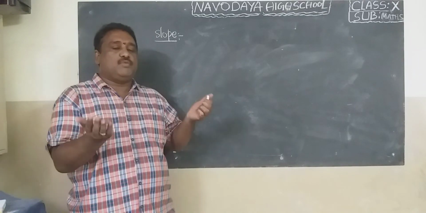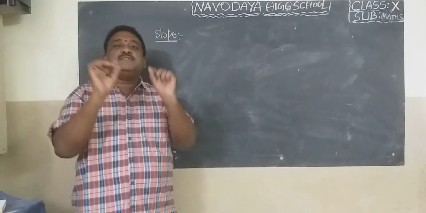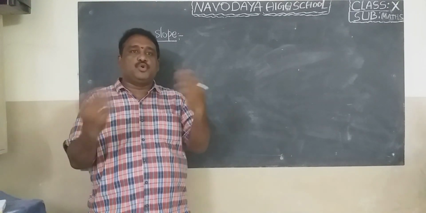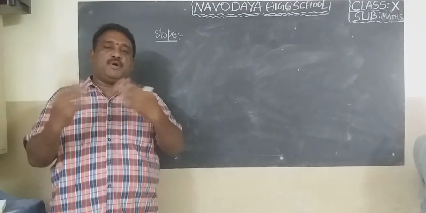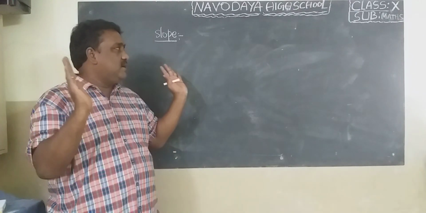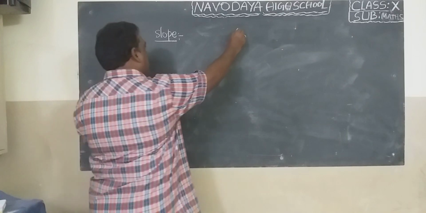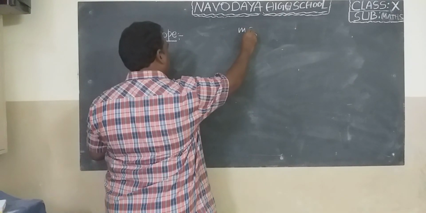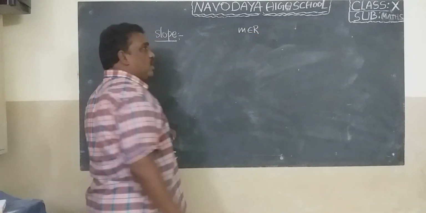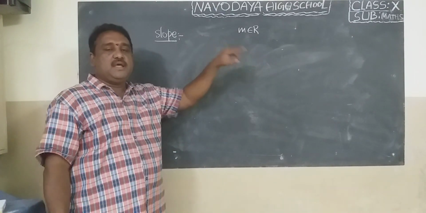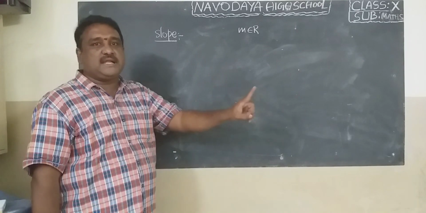Suppose anyone asks you what is slope? Slope is a real number. Slope may be a fraction, slope may be a root, slope may be a decimal. Slope may be positive, slope may be negative. Whatever it may be, all comes under real numbers. So, small m means slope belongs to capital R. Slope is a real number. Small m belongs to capital R. m equal to tan theta.